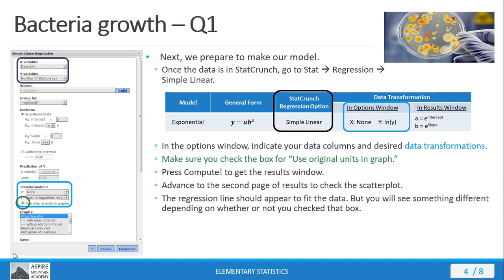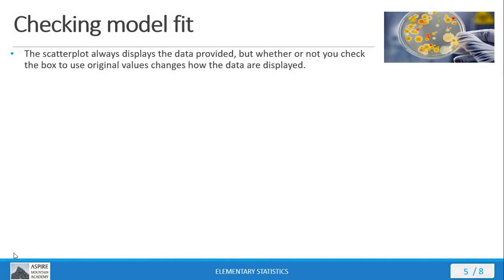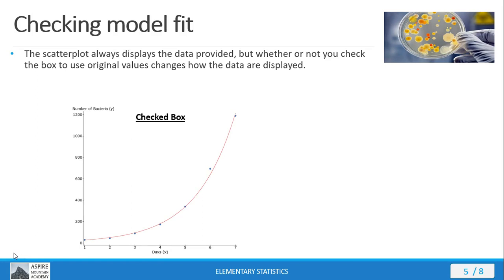But if you don't check that box for use original units in the graph, you're going to see something very different. Let's take a look at what we actually see. So, if I check the box, this is what comes out. This is what we should see.